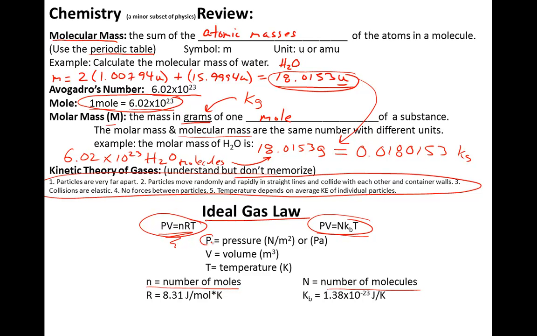The P stands for pressure, the V stands for volume, the T stands for temperature. The lowercase n stands for the number of moles, uppercase N stands for the number of molecules, R is a gas constant, and k sub B is Boltzmann's constant.